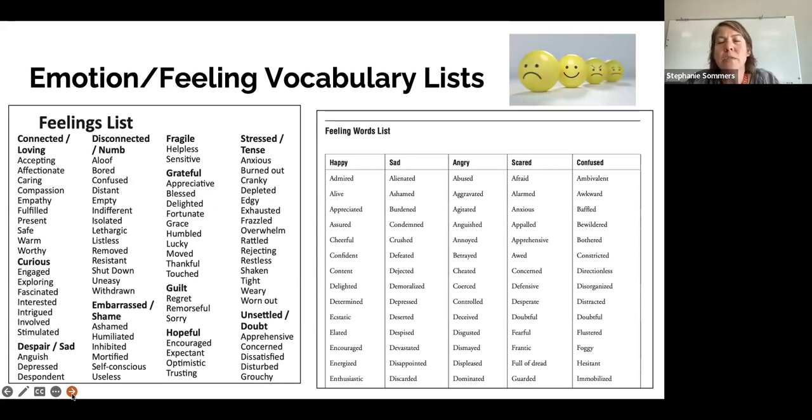To find these word lists, I simply Googled vocabulary for feelings. And there were quite a few different word lists that popped up. These were two that I thought had a lot of variety to them. Both of these are at the end of the slides, which you will be sent as a follow-up to today's webinar. There's a resource page at the back of the slides, and both of these lists are included there.